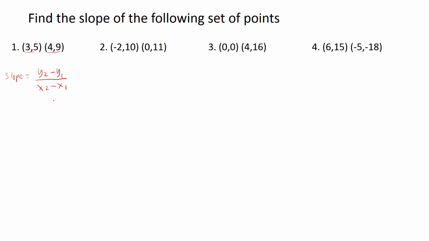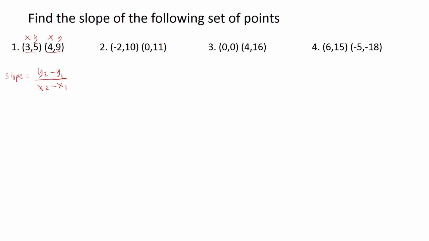The next step is to identify which one is y sub 2, which one is y sub 1, x sub 2, and x sub 1. Please take note that these coordinates, the 3 comma 5, are also the x and y, right? Now we have to assign which one should be sub 2 and which one should be sub 1. Actually, we can assign either, as long as the 1 and the 2 are together.